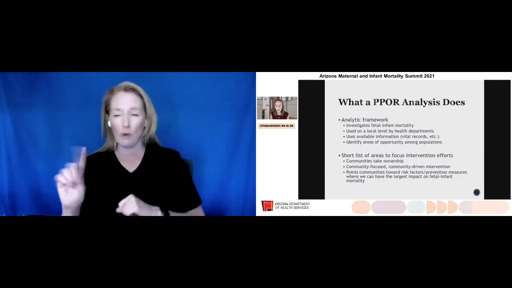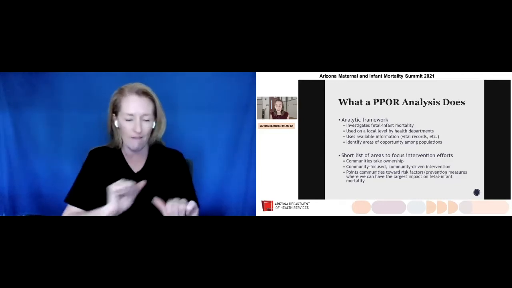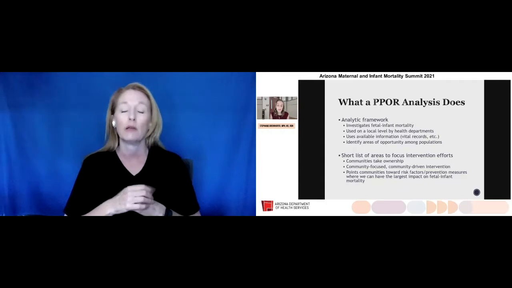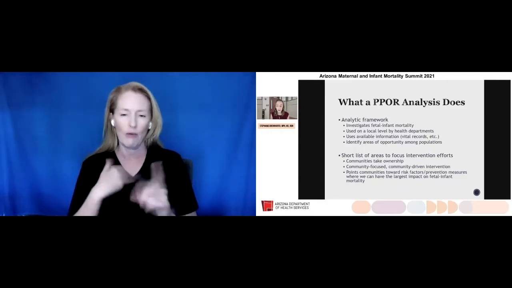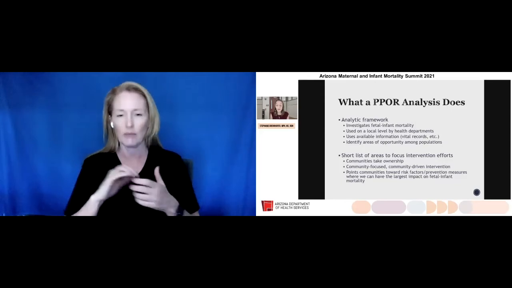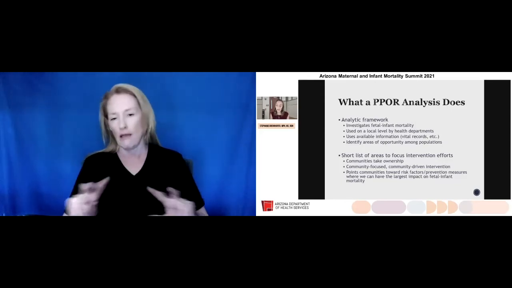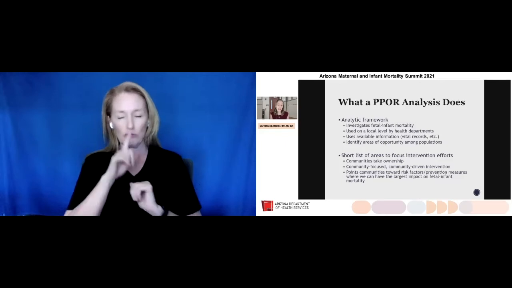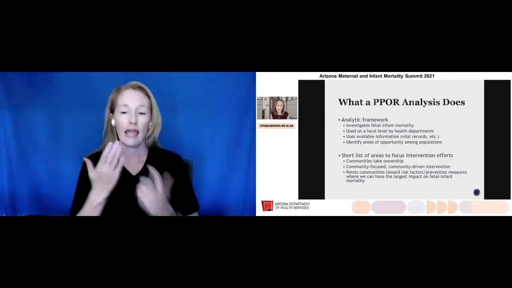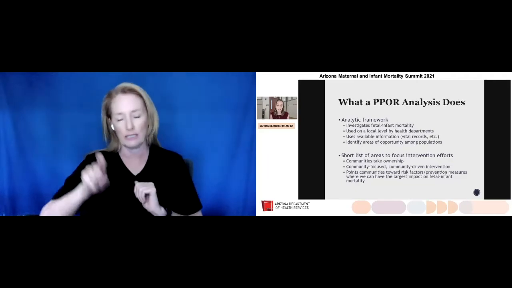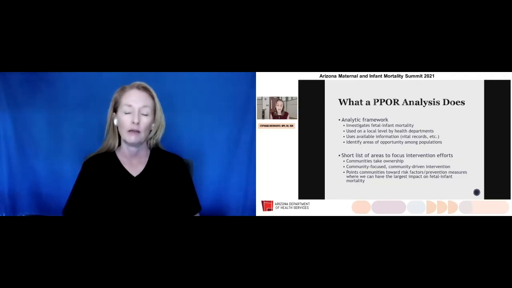And while this is generally conducted at the health department, the real goal of this analysis is to have community partnerships throughout this entire analysis and for the communities to really take ownership of the data and for the interventions to come from the communities, in what they see is going to work best to help reduce fetal infant deaths among their communities.